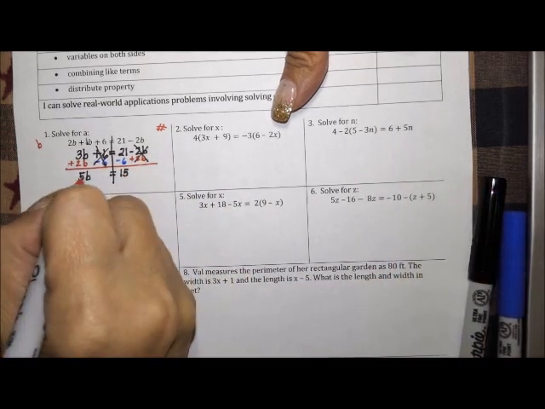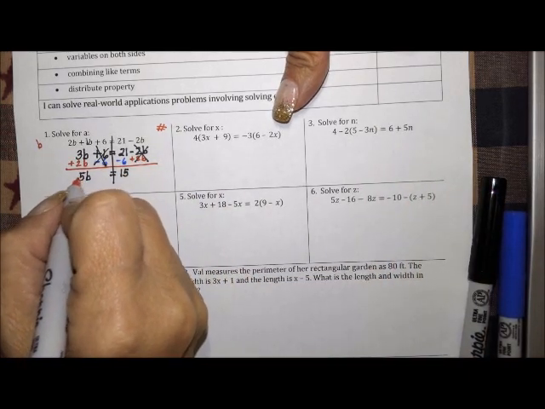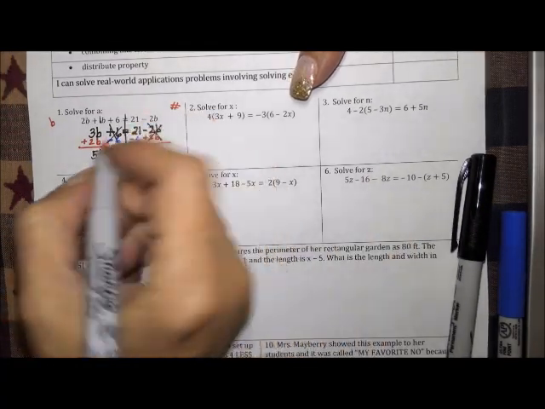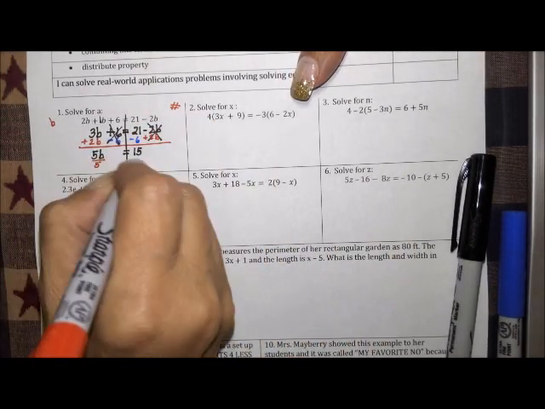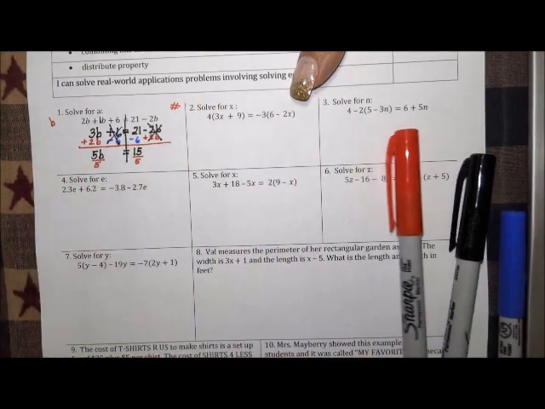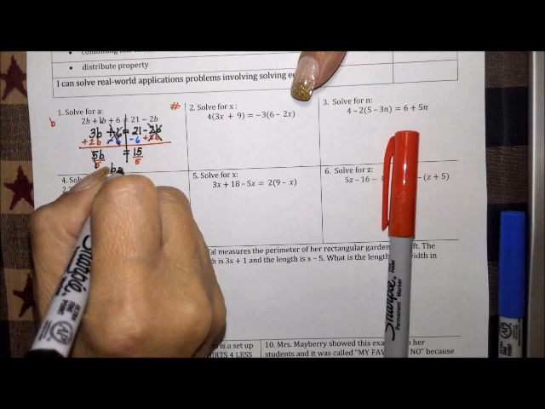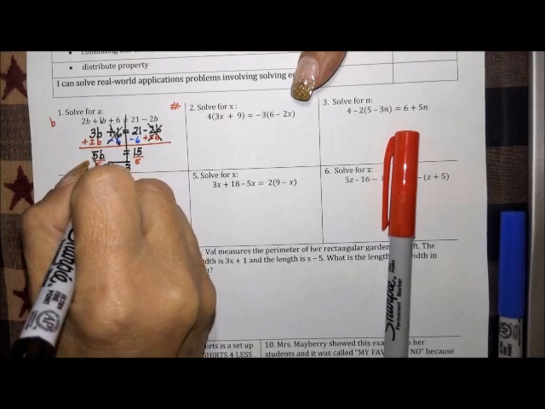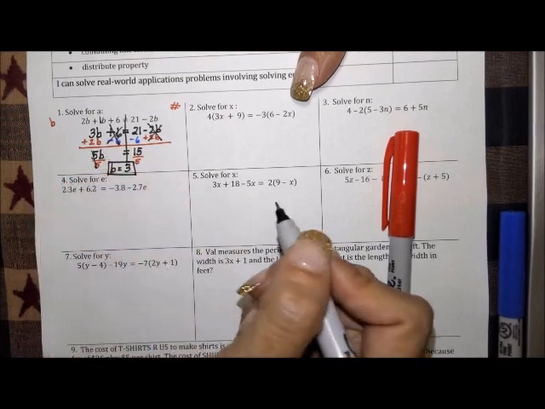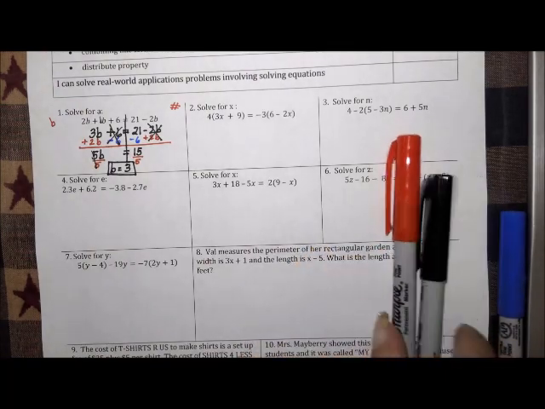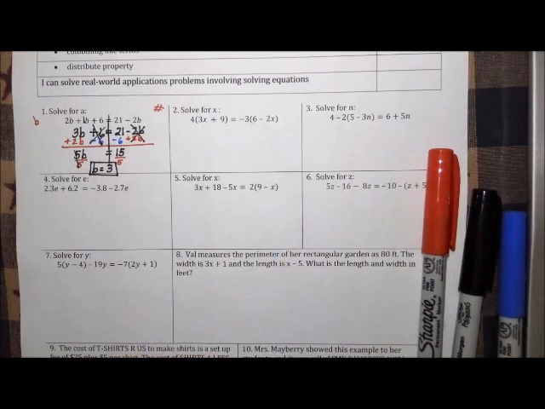Well, to get the 5B, this is multiplication. The inverse of multiplication is division. So to get that 5 away from B, I need to divide. 5 over 5 will cancel out, and B will equal 3. And there's my answer. Okay, let's try the next one. Let me zoom in just a little bit.